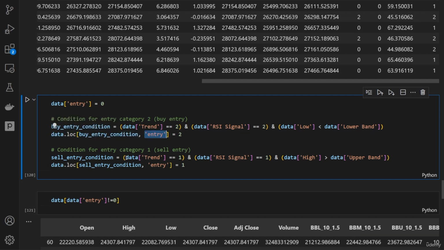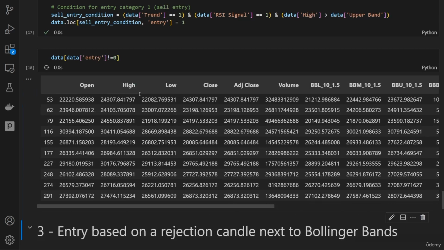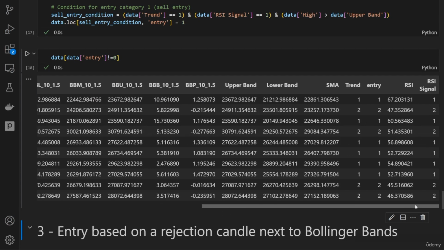The opposite direction, if we are in a downtrend, the RSI signal is bearish as well, and at the same time we have a high of the current candle above the upper Bollinger Band, we have a bearish forecasted price movement. So we're running this cell, and then we're printing all the rows or all the days where we have non-zero signals. So we have bullish and bearish signals.